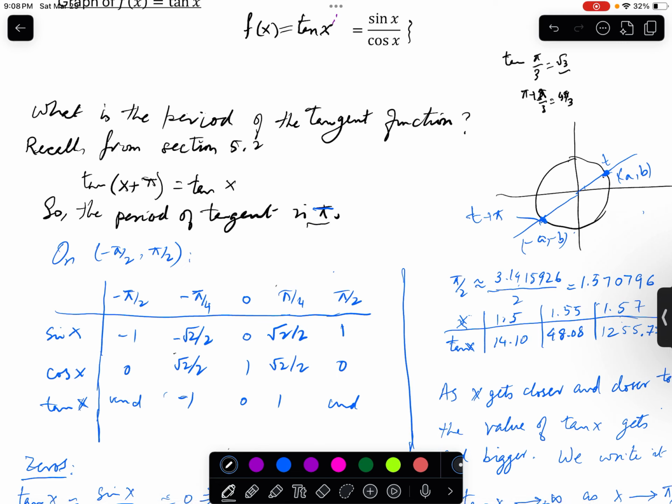Okay. Now as before, we can graph the tangent function over any period. For example, we can go from 0 to pi, pi to 2 pi, and so on, or we can go from negative pi over 2 to pi over 2, and then pi over 2 to 3 pi over 2, and so on. We prefer the second form because we see that there will be asymptotes.